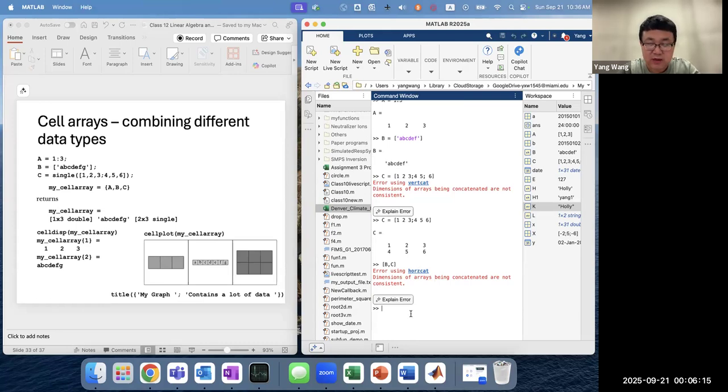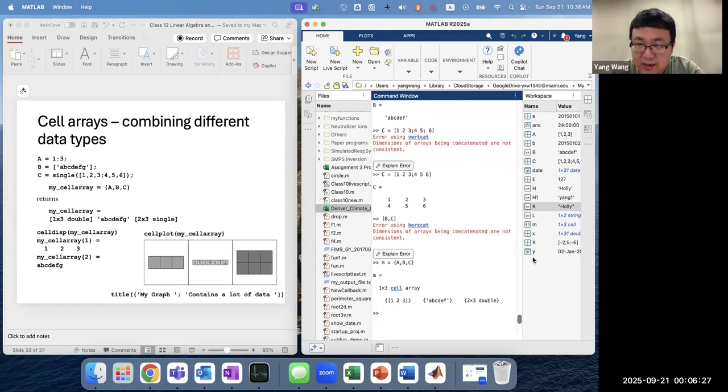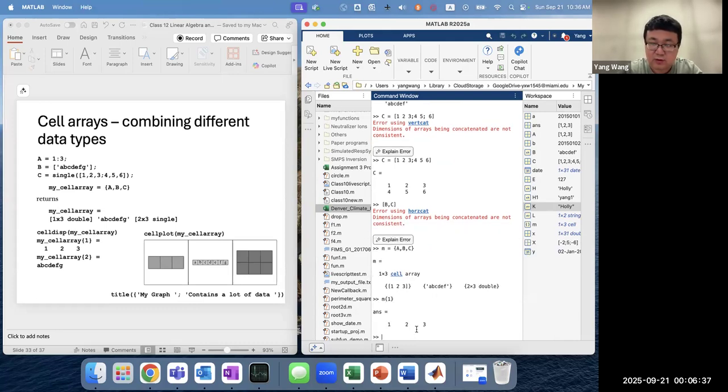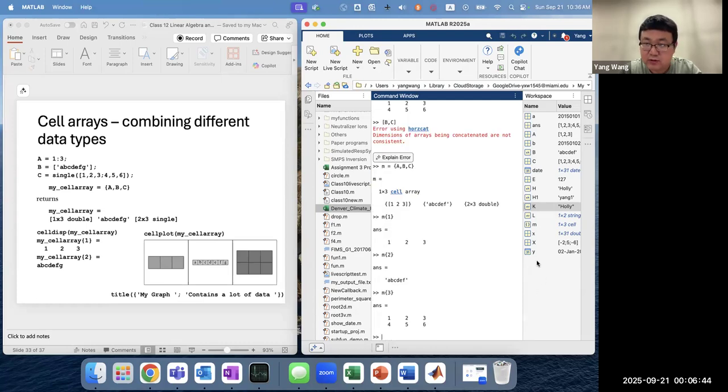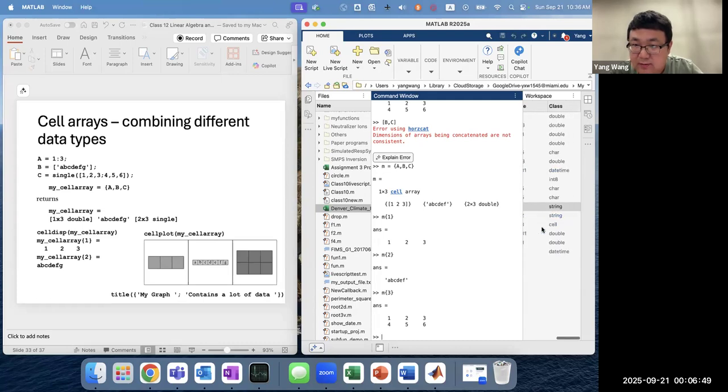So then you could define a cell. You can define, let's say, M being your cell, and then use the curly bracket A, B, and C. Okay, so now you have a cell that combines 3 different types of data. All right. So if you want to access the first element, this is your array, right? If you want to access the second one, this is your character array. Third one, this is a matrix, right? If you also check the data tab for M, it's a 1 by 3 cell, okay?